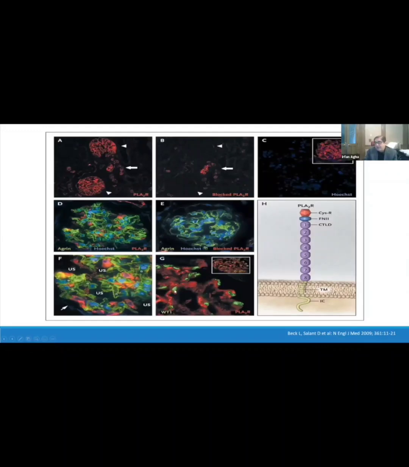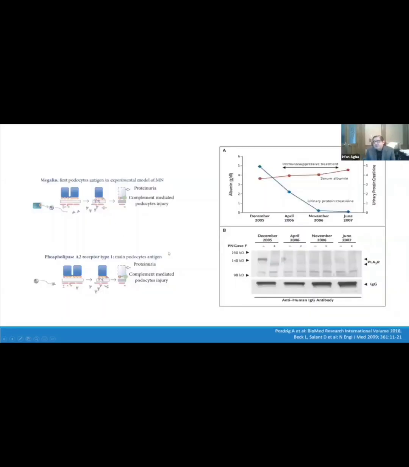And then what they did was they stained the tissue with WT1, which stains the epithelium and the podocyte nuclei. So all these green things here are the podocyte nuclei. So you can actually see that the red is underneath the podocyte nuclei, outside the glomerular basement membrane. So it's probably in the subpodocyte space. And this is what a PLA2R antibody molecule looks like. And so this actually crystallized the understanding that we have of membranous glomerulopathy today.